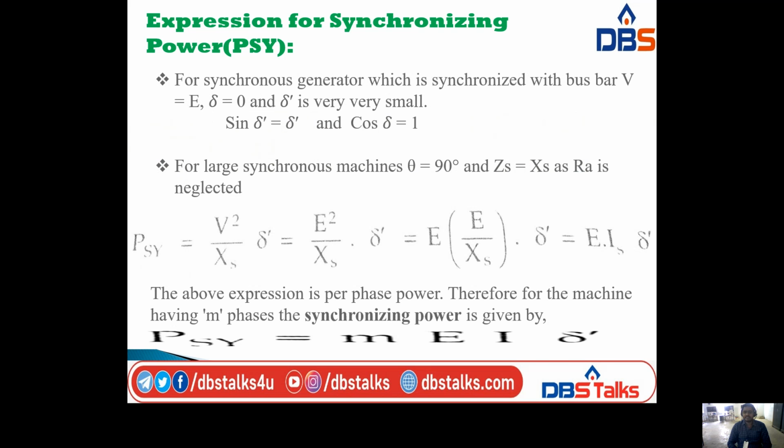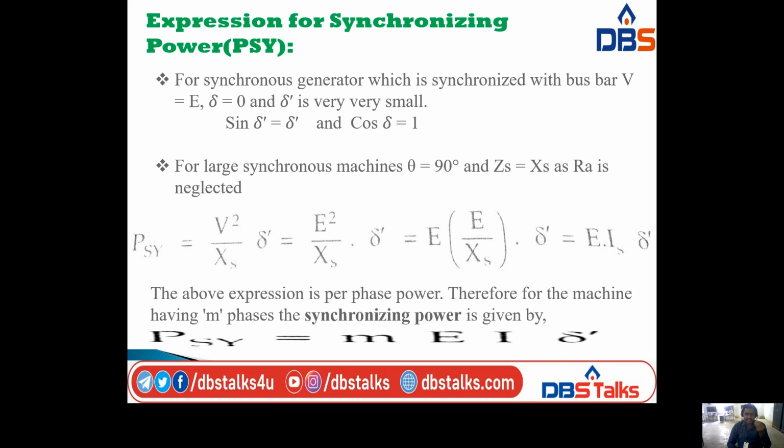And next, for a synchronous generator which is synchronized with bus bar V, at this condition V is equal to E, delta is equal to 0 and delta dash is very small. In the sin delta dash we have to substitute delta dash, and in the cos delta we have to substitute 1, and for large synchronous machines theta is equal to 90, Zs is equal to Xs and Ra is neglected. So we have Psy equal to, in place of E we substitute V, and in place of Zs we substitute Xs, that is V squared by Xs into delta dash.